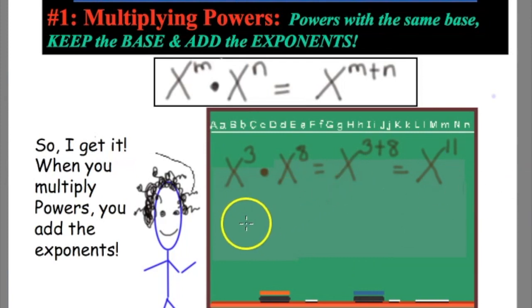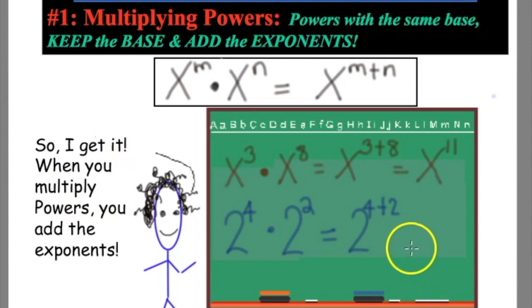Let's take a look at a second example. 2 to the 4th power times 2 to the 2nd power. According to the rule, my bases are the same, so I'm going to keep my base and add my exponents, which is 4 plus 2. And that will give us, keep my base, add my exponent, 4 plus 2 is 6. 2 to the 6th power. Hope that's making sense to you right now.